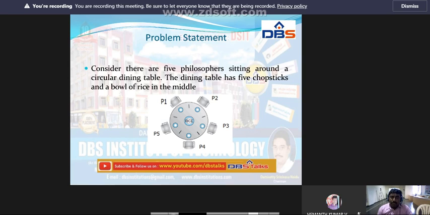Okay, this is the bowl for philosopher P1, this is the bowl for P2, this is the bowl for philosopher P3, this is the bowl for philosopher P4, this is the bowl for philosopher P5. For example, when philosopher P1 wants to eat, he should take either his left side fork and right side fork. So this is the problem statement of the dining philosopher.